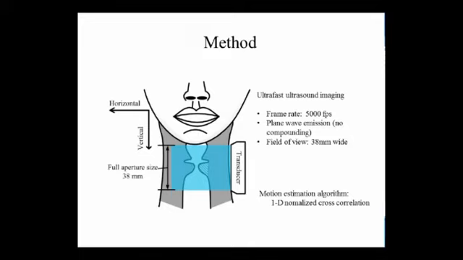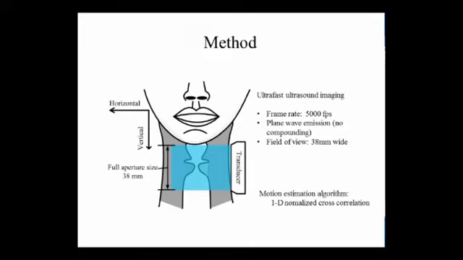Its major advantages include that the field of view could be as wide as the full aperture size of the linear array, and the frame rate is much higher. That is why this technique is also called ultrafast ultrasonography. In this study, the frame rate was set to 5,000 frames per second.